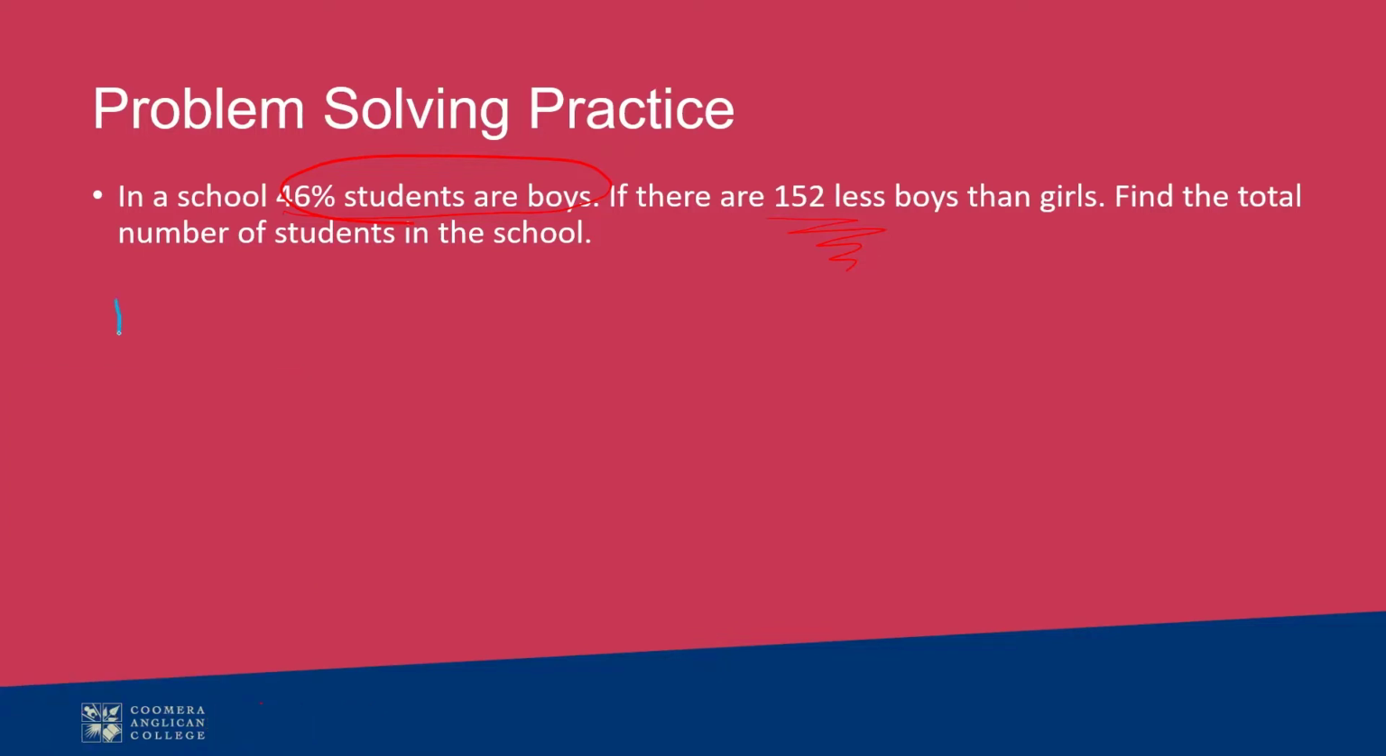So that means that you have girls equal to 54%. And here, there are 152 less boys than what the girls are. So we want to know the total number, once we find this number out. Have a go. Good luck.